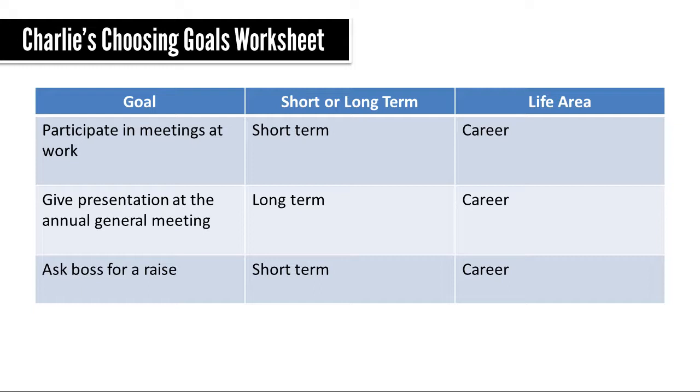His second goal was to give a presentation at the annual general meeting, a long-term goal because it was fairly far off in the distance from when he filled out his goals worksheet. And then his third goal was to ask his boss for a raise, which was a short-term goal because he wanted to do that fairly soon, within a couple of weeks of filling out this goals worksheet.